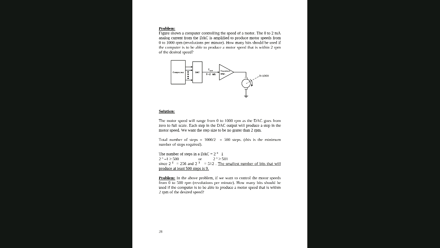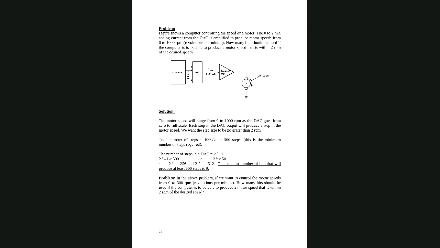Now here we have 9 bits. It means for 0000 00000, we will have 0 rpm. For 0000 00001, we will have 2 rpm. For 0000 00010, we will have 4 rpm, and so on. This is because 1000 rpm is the maximum and the incremental is 2 rpm. We have 0, 2 rpm, 4 rpm. So how many steps will I have? I will have 500 steps.